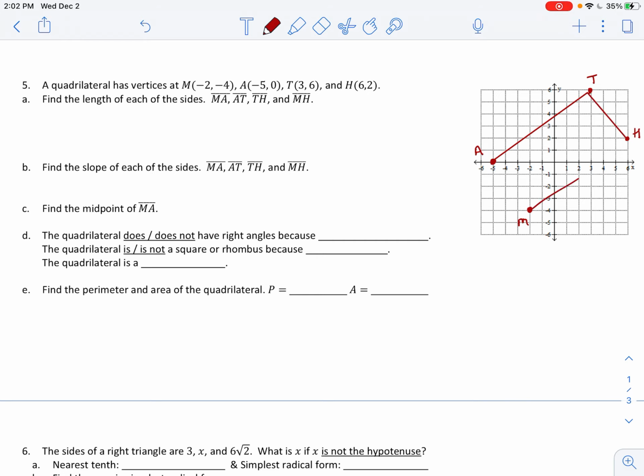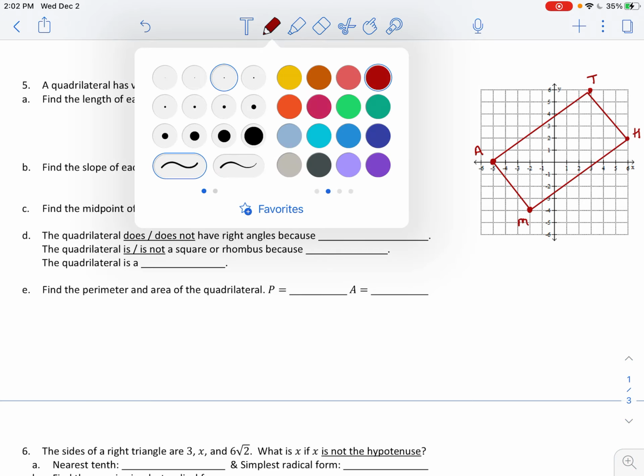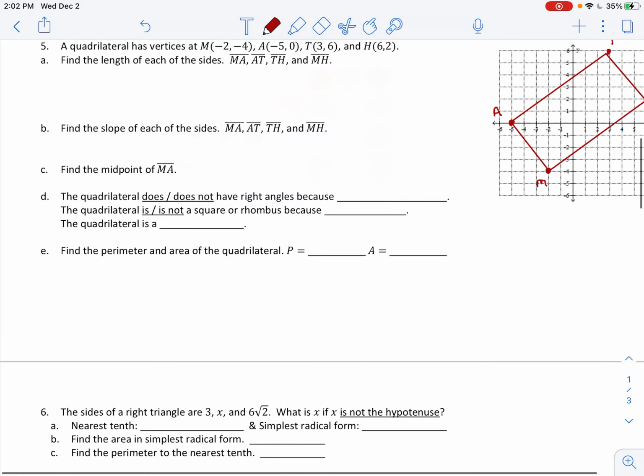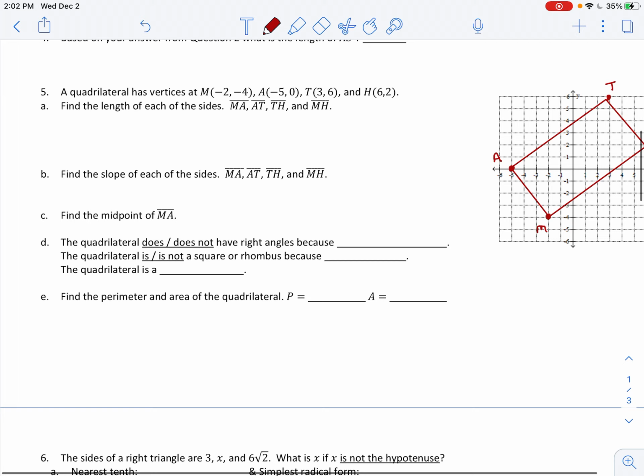So we can probably take a decent guess. It does look like a rectangle, but there have been problems in the past that look like a rectangle, and when you actually test it, it really isn't. So we got to make a little more sure. So I'm going to be finding the lengths, and I'm going to be using the distance formula, which will get tedious because I've got four of these to do.